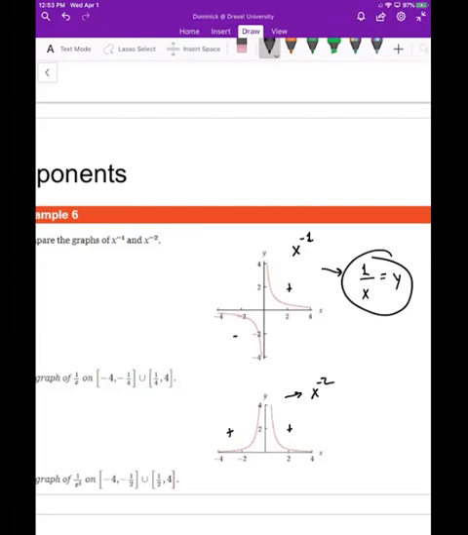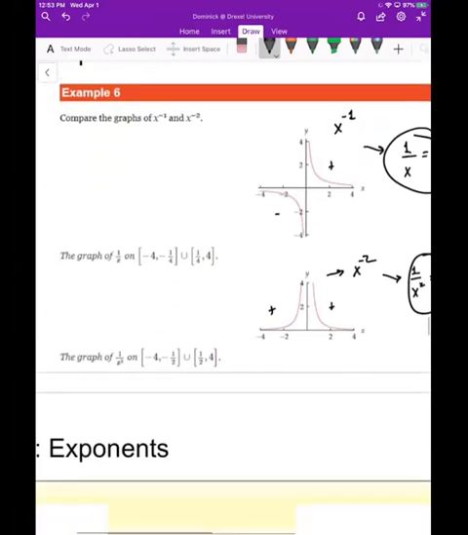This is taking 1 and you're dividing it by larger and larger or smaller and smaller numbers. And, of course, this one is 1 over x squared. And, of course, that can never be negative because you're taking a number and you're squaring it. So that's why you're seeing both positive there.